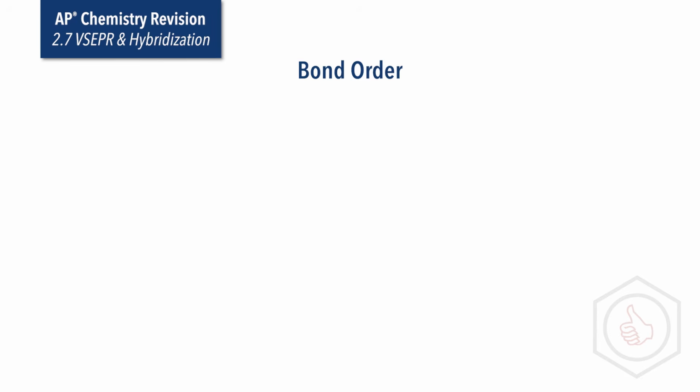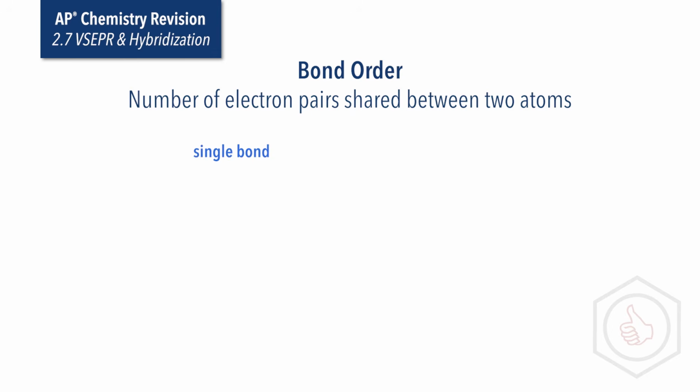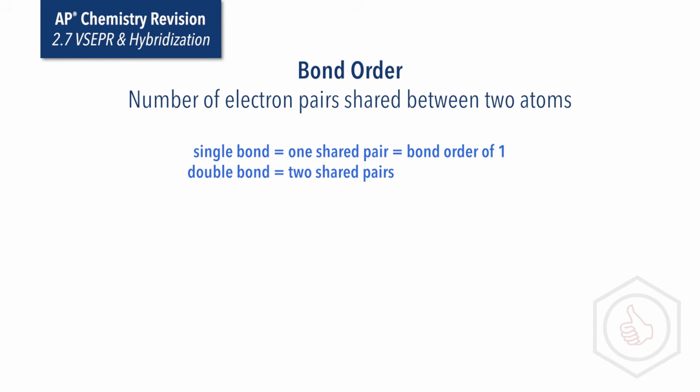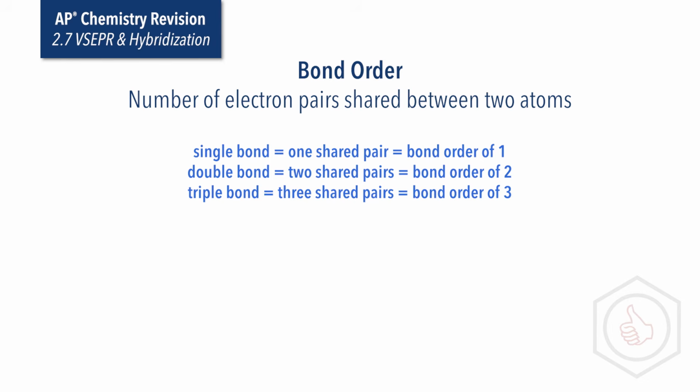Bond order refers to the number of electron pairs shared between 2 atoms. A single bond is 1 shared pair of electrons and has a bond order of 1. A double bond has 2 shared pairs of electrons and a bond order of 2. And a triple bond has 3 shared pairs of electrons and a bond order of 3. As bond order increases, bond length decreases and bond strength increases.